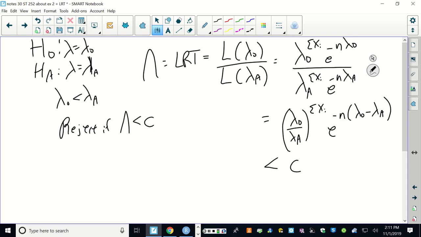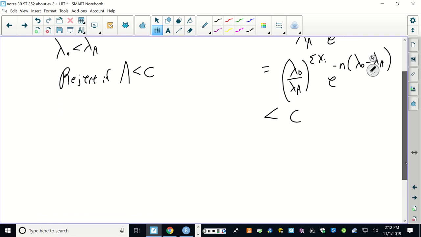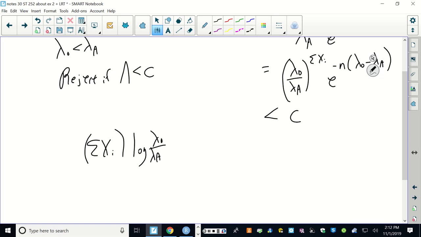So we can manipulate this now to try and find out what condition this says in terms of the sum of the x's. Or we can isolate the sum of the x's by manipulating that, right? So you can take logs of both sides, right? So if you do that, what do you get? Take the log of both sides, and you get the sum of the xi times the log of lambda 0 over lambda a. And you could change that a little bit. And there's n times lambda 0 minus lambda 1 is less than log of c.